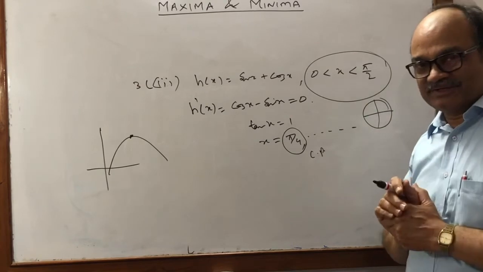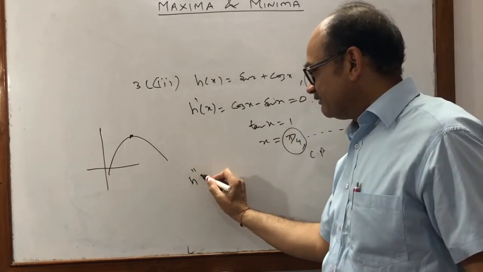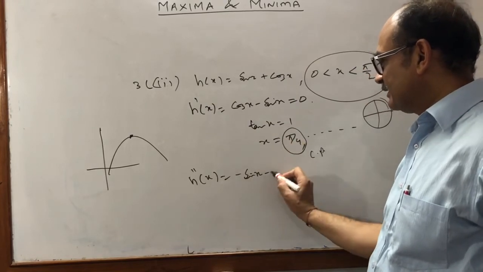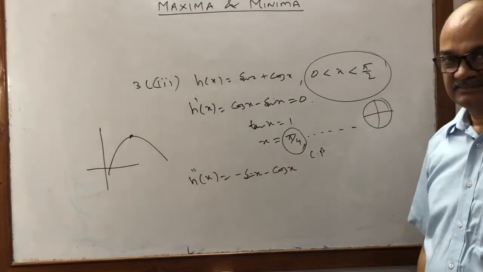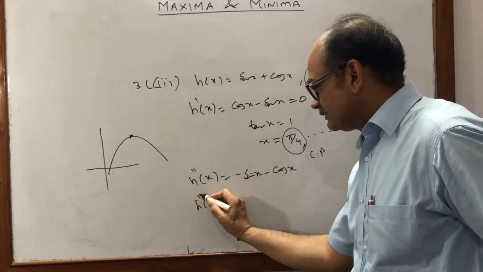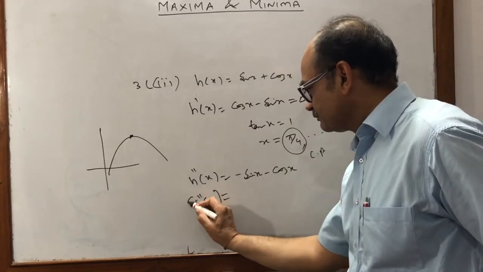Only one critical point. Now we have to test the double derivative. So what is the double derivative? Minus sin x and minus cos x. Now substitute x dash, substitute the value.